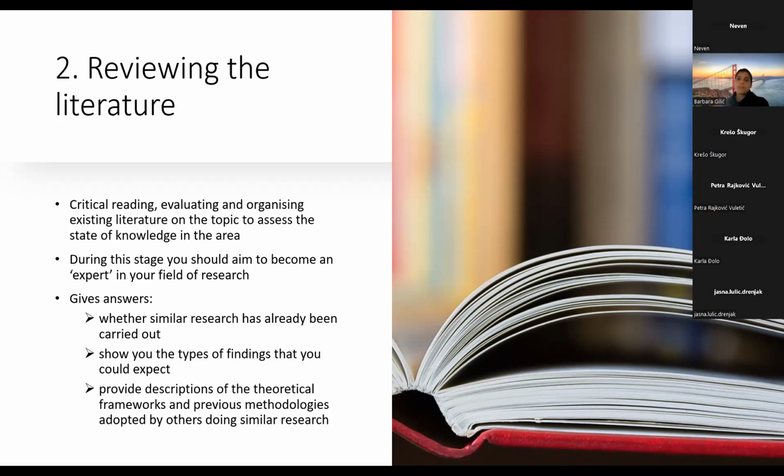This is important because sometimes you can just jump into something in which you are not an expert. For example, you know the theory and background of your topic, but you don't know the methodology, how to collect the data, how to analyze the data, and so on. And that's why reviewing the literature can give you answers and direction for that area as well.